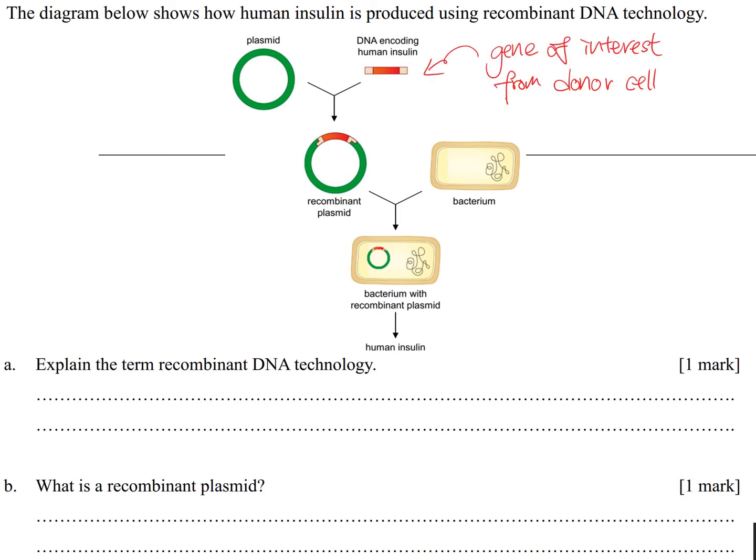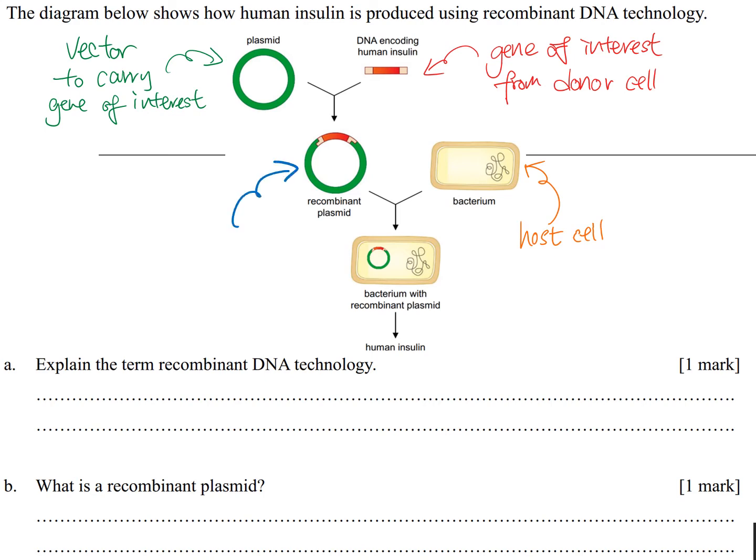It starts with the DNA encoding human insulin, that is the gene of interest from the donor cell, such as the insulin secreting cell in the pancreas. And you also need a plasmid, which is a vector to carry the gene of interest. The plasmid comes from bacteria. After combining the plasmid and the gene of interest, you form the recombinant plasmid. And you put the recombinant plasmid back into the host cells. So now, these bacteria contain a new gene and also new characteristics, so they can produce human insulin.